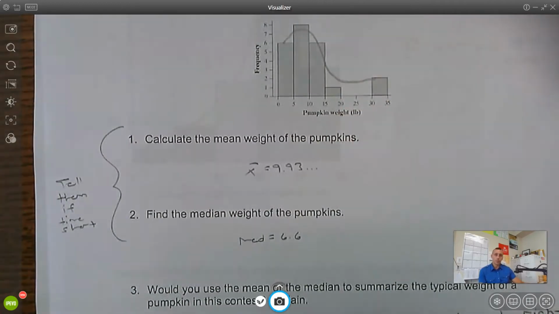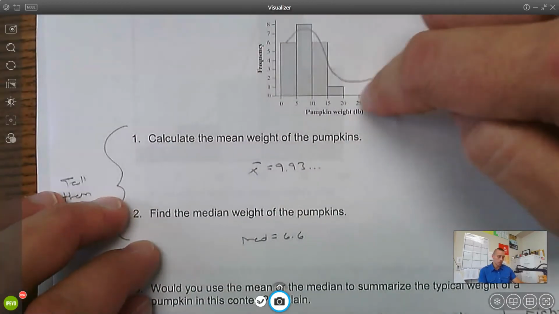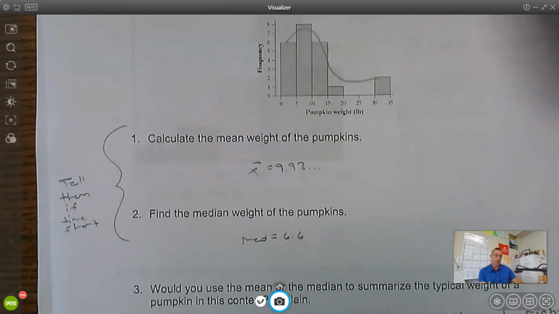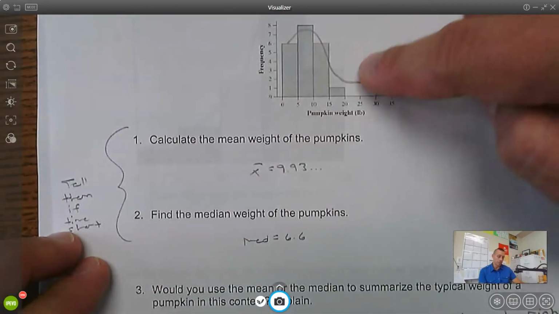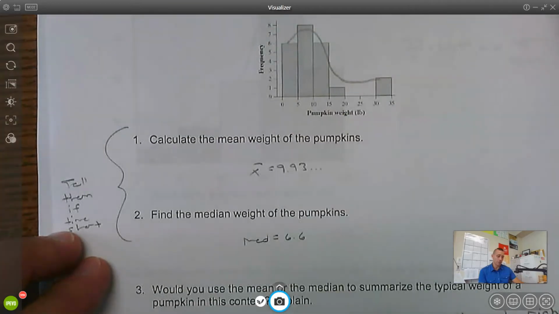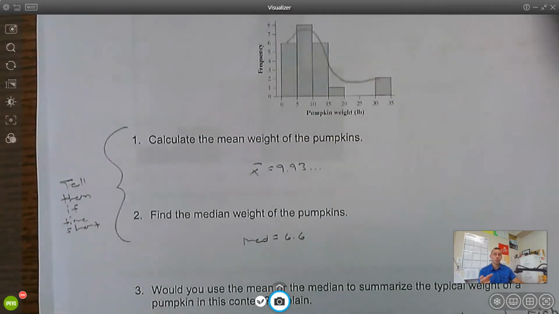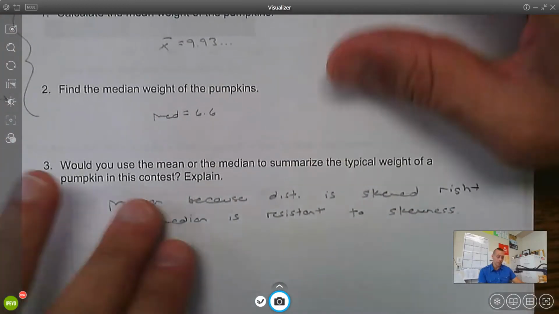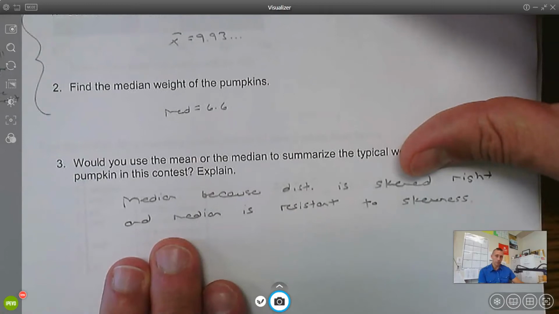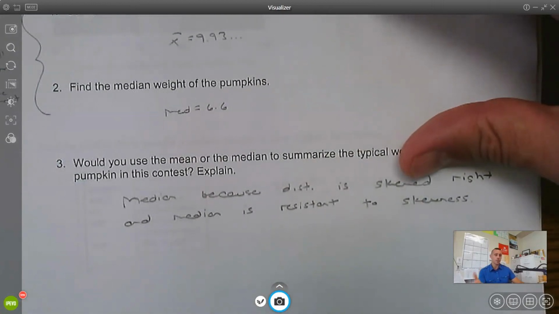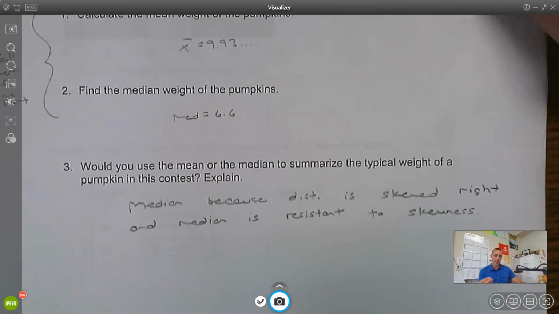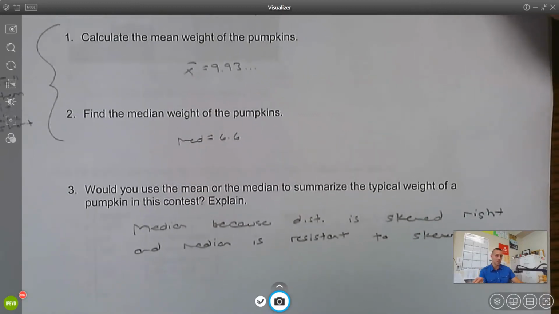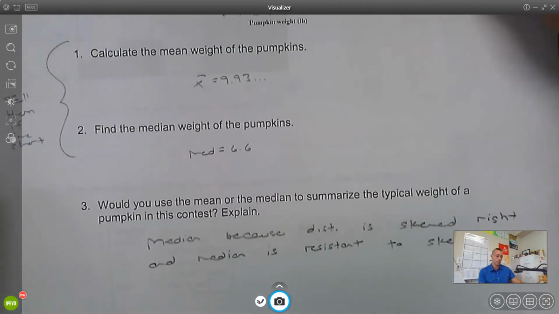So it really has to do with the shape of the distribution. You'll notice I drew a curve over the histogram, helps me see the shape. There's more of a tail on the right, potential outlier between 30 and 35 pounds, or a couple of them. So the distribution is skewed to the right. So I'm going to use the median, and I'm going to have to explain kind of 2 levels. Because the distribution is skewed right, and the median's resistant to that skewness. Resistant meaning it's not going to change at all or not going to change very much, where the mean would.